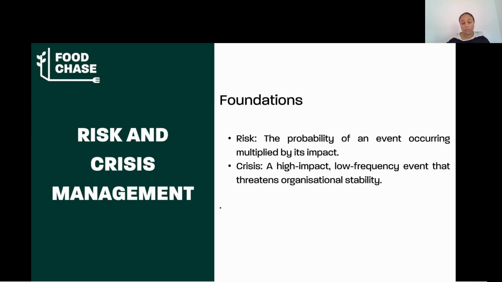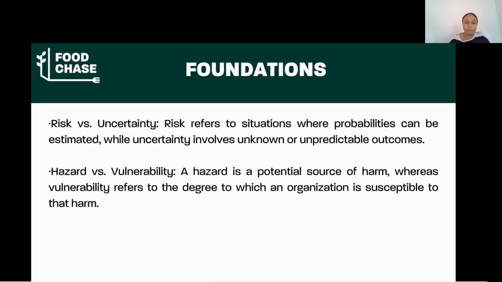So let's start with the fundamentals. What exactly is a risk? A risk is a probability of an event occurring multiplied by its impact. So it's a calculation. How likely is something to happen and how bad would it be if it did? A crisis, on the other hand, is a high impact, low frequency event that threatens organizational stability. Crises are the kinds of disruptions that can't be managed through routine procedures. They require extraordinary responses. So let's clarify a few more important terms that are easy to confuse.